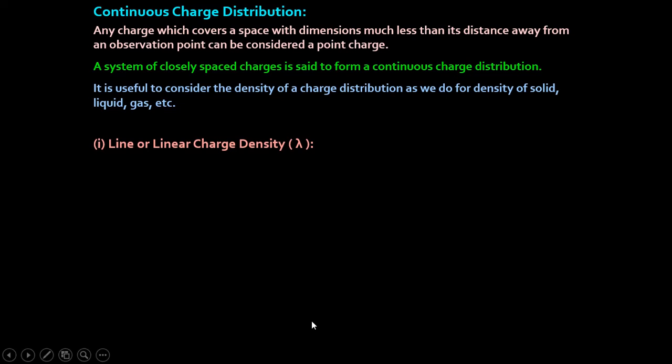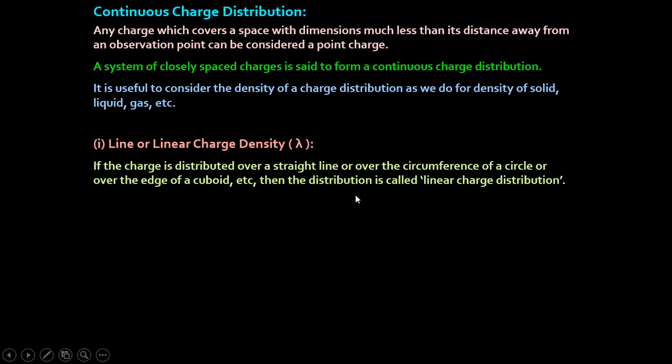Let's move on to line or linear charge density lambda. It's a very simple definition. Line or linear charge density is nothing but how much charge is distributed over the length. Length means it may be a straight line, or it may be a curved line, it may be a ring whose circumference has a certain value, or it may be an edge of a cuboid, like that.